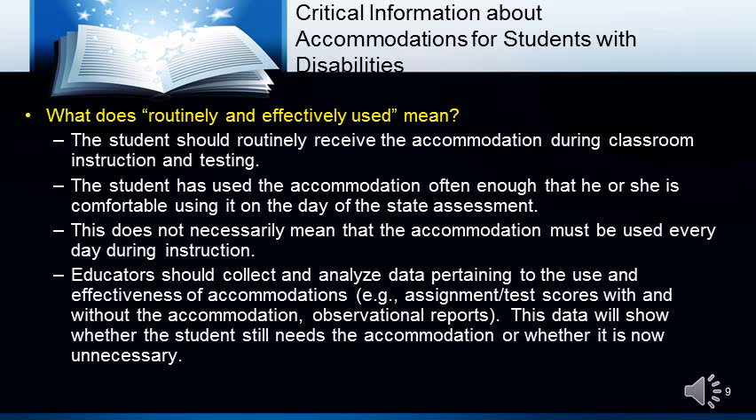When determining eligibility for testing accommodations, one of the caveats is that the accommodation must be routinely and effectively used. What does this mean? It means that it should be routinely used during instruction and testing so that the student is comfortable using it on the day of the assessment. We should also have evidence that the accommodation is effective. Prior to making a decision regarding the eligibility of a testing accommodation, the committee should know if the accommodation is being routinely used and if it is effective.